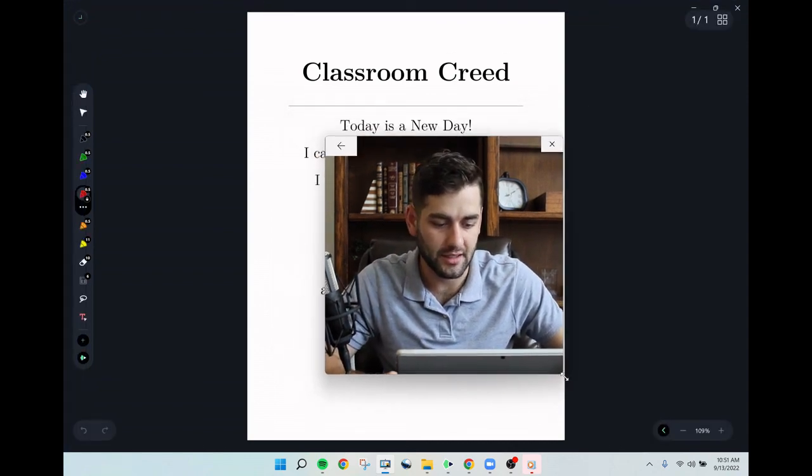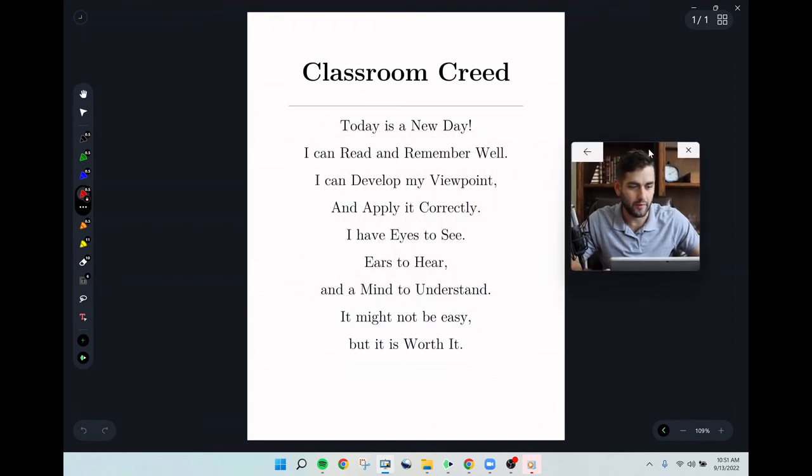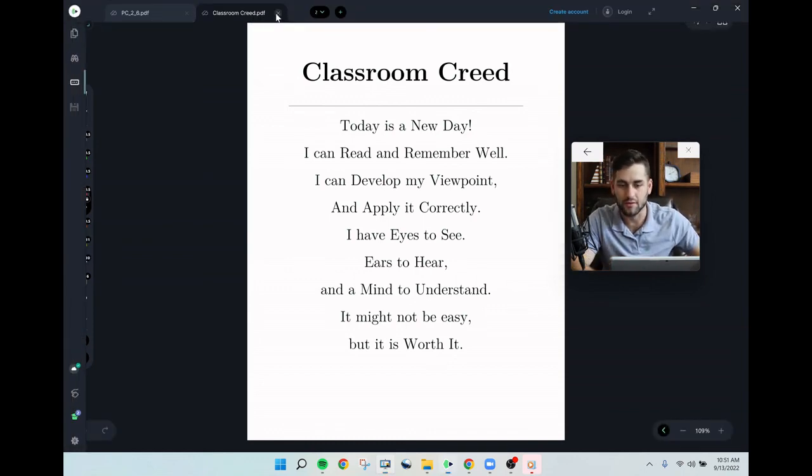Remember, you want to pass the class, you got to say the creed. It'll be extra credit on a test or something. Today is a new day. I can read and remember well. I can develop my viewpoint and apply it correctly. I have eyes to see, ears to hear, and a mind to understand. It might not be easy, but it's worth it every time.